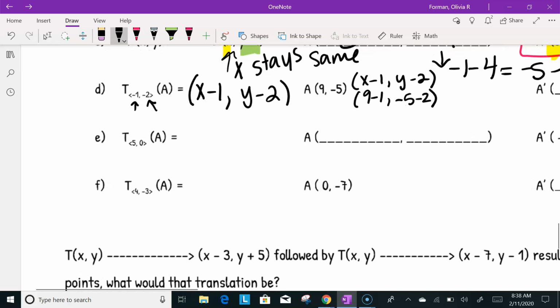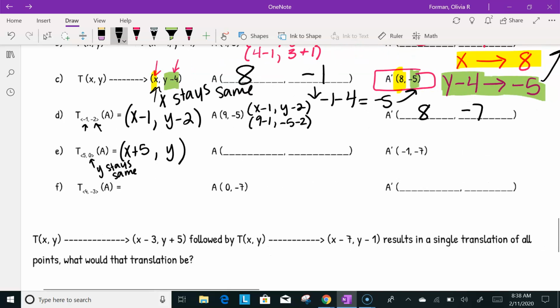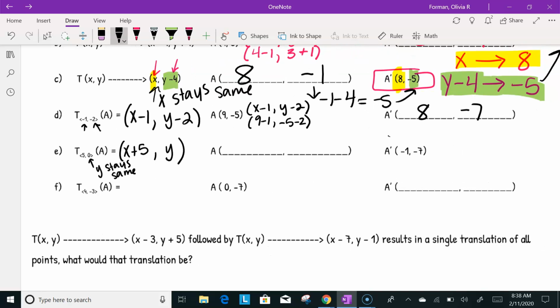Two left here. The first one, x plus 5, and y. If that's at 0, that means y stays the same. And so if you're working backwards, to get this -1, you took some number x and you added 5. To get this -7, it would have been your y value to start because y didn't change. So what you have to find out is what number did you add 5 to get that -1. So subtract that 5, you would have gotten a -6 right there.